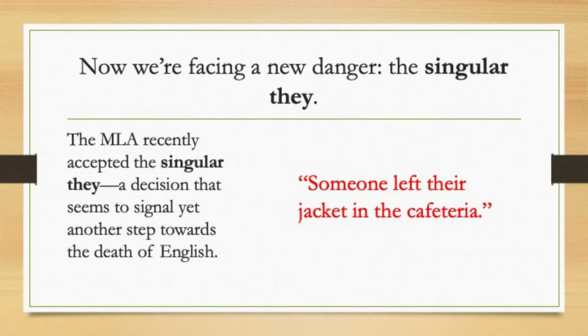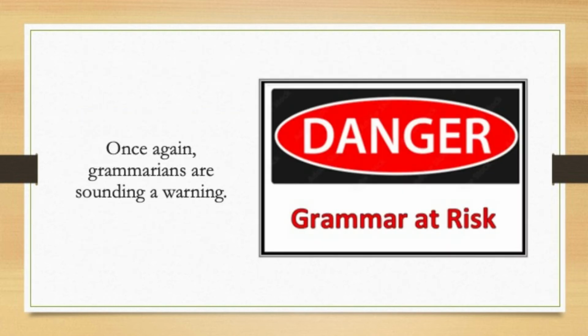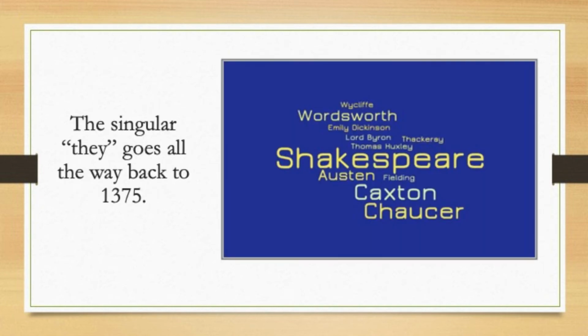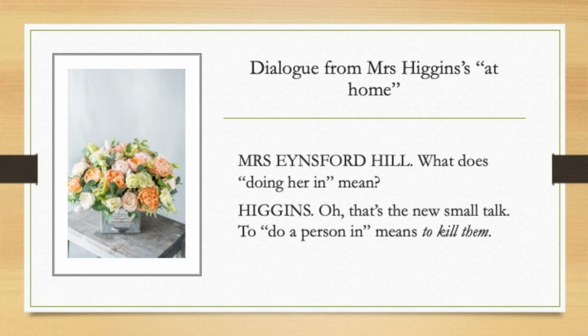Nowadays, English seems to be facing a new danger, the singular "they." Here's an example. "Someone left their jacket in the cafeteria." The Modern Language Association recently accepted the singular "they," a decision that seems to signal yet another step towards the death of English. Once again, grammarians are sounding a warning. But the singular "they" goes all the way back to 1375. You'll find it in Chaucer, Caxton, Austen, Shakespeare, Dickens, Thackeray, and many other classic writers, including Bernard Shaw.